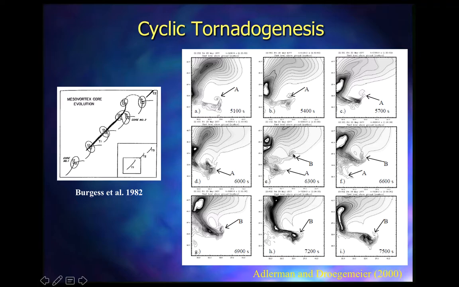A is dying, B is formed, and now A has pretty much died off. And notice the rotation, the hook echo is starting to form in B. A little bit later on in time, A is completely gone, and notice we have a brand new mesocyclone, but it's within the same supercell storm.